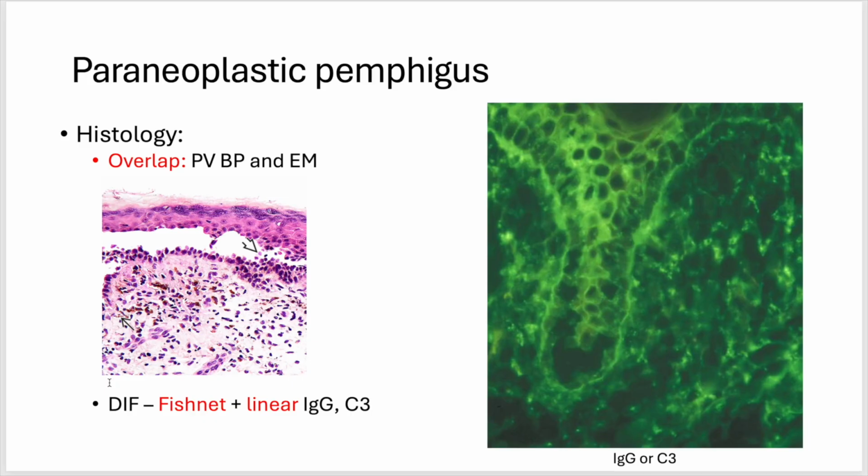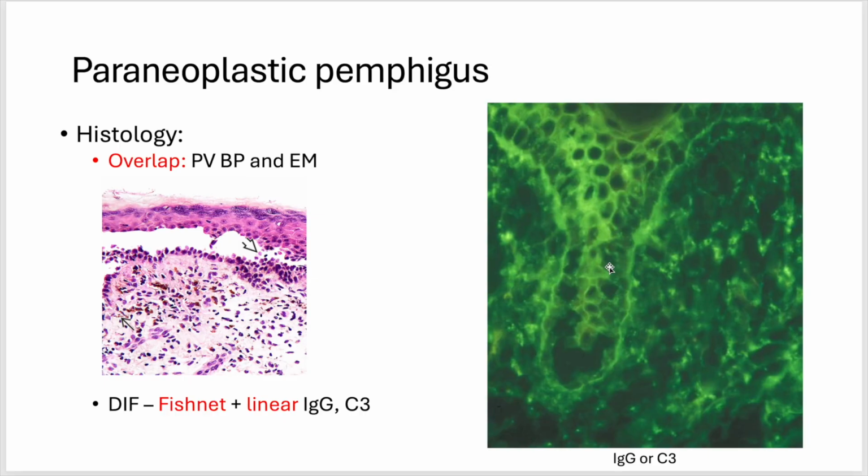Histologically, this picture is just complex. You might see acantholysis like PV here. You may see a subepidermal blister like BP here, and even lichenoid interface similar to erythema multiforme. The key is to recognize this weird overlap when nothing quite fits one category.